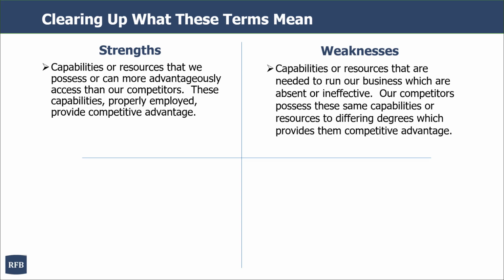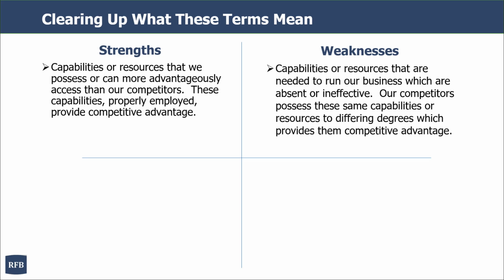Weaknesses are capabilities or resources that we really should have to be in the business that we're in now, but either we don't have them at all, or we can't access them at the same level as quickly or as inexpensively as our competition can. Here's important distinction number one. Strengths and weaknesses aren't that way intrinsically or in the absolute sense. They are only deemed strengths and weaknesses based upon how we compare to our competition.